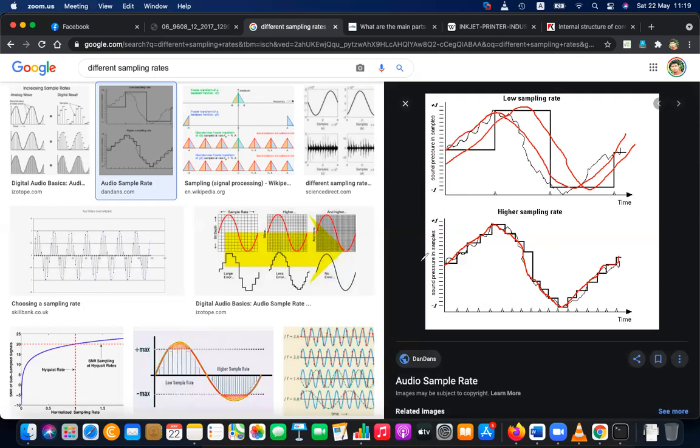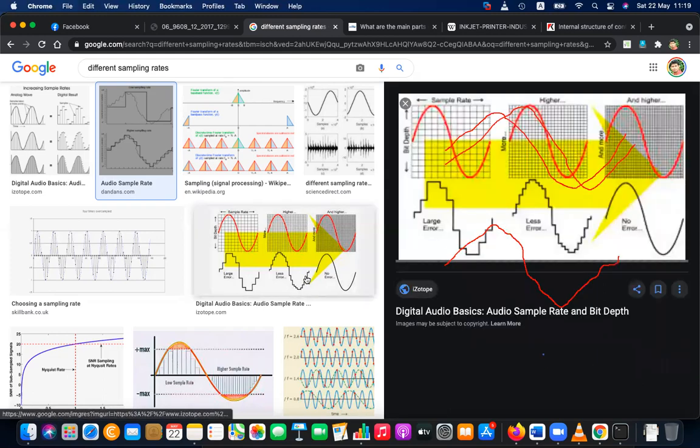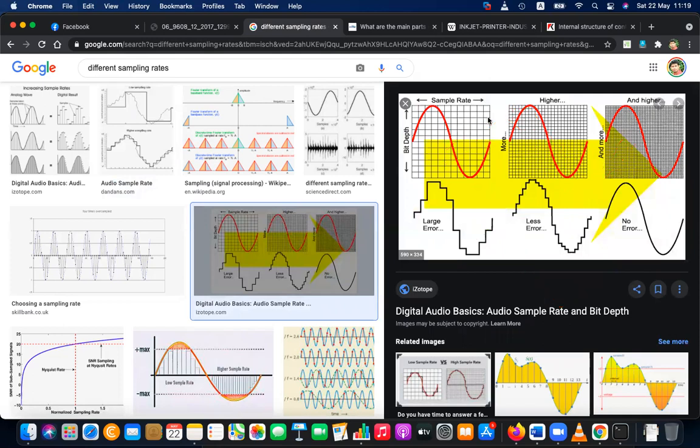Okay, so this is another diagram. Let me clear this. This is another diagram you can see. So we can call it the sample rate and the bit depth, right? Then bit depth comes here, the number of bits. So you increase the bit depth and sampling both. Sampling rate is increased, bit depth is also increased, and with increased bit depth and sampling, you can almost create the same signal.